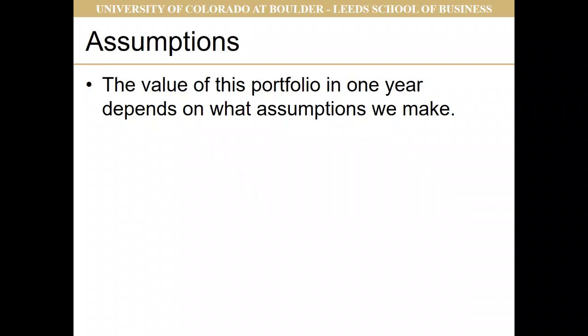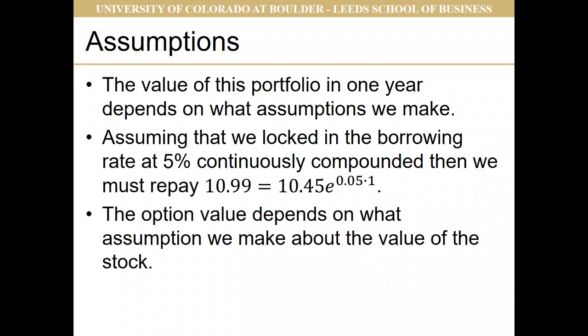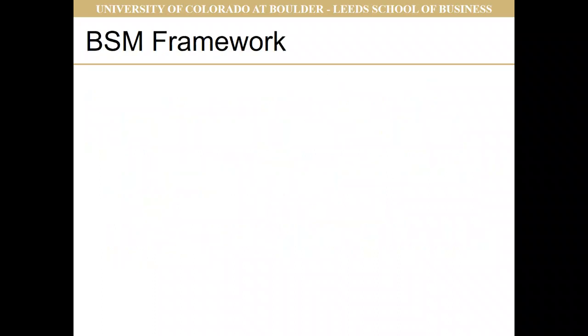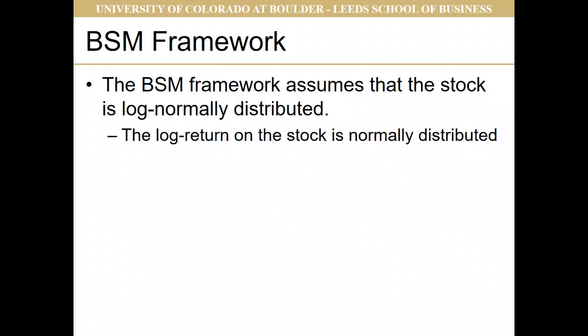Now, the value of the portfolio in 1 year depends on what assumptions we make. So first, we assume we locked in the borrowing at 5% continuously compounded, so we have to repay $10.99. The option value, though, depends on what assumption we make about the value of the stock, or what possible values of the stock can occur in a year's time. The Black-Scholes-Merton framework assumes the stock is log normally distributed. Namely, the log return on the stock is normally distributed. So that's the natural log of S sub t, the value of the stock at maturity, divided by S. That has a normal distribution.